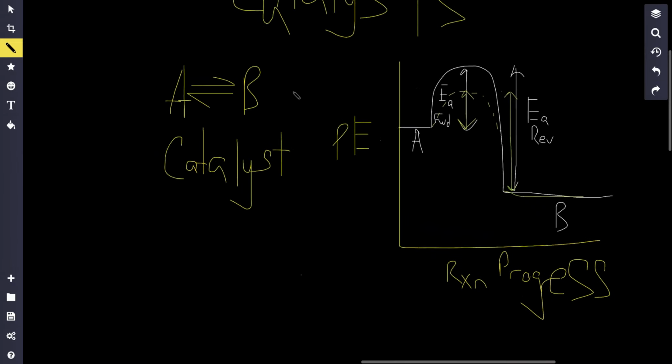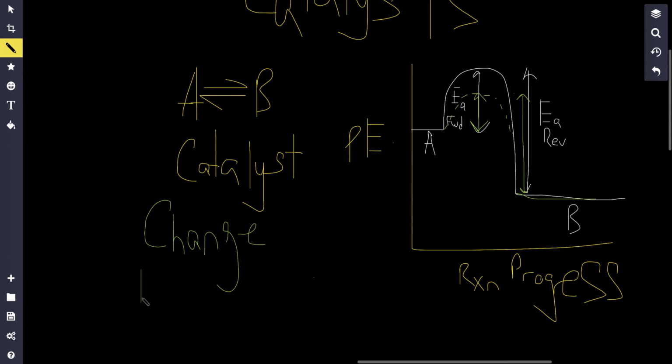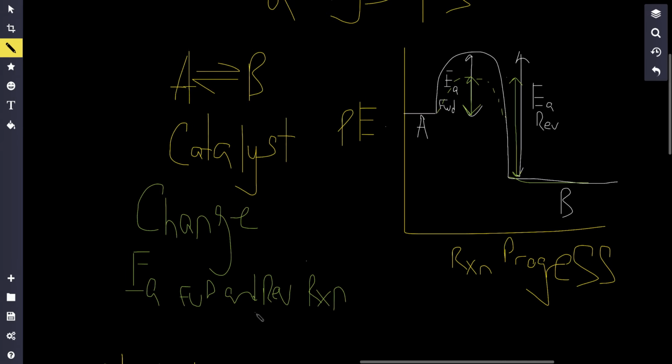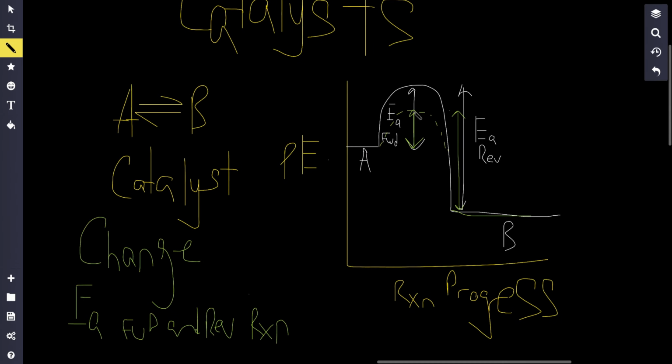So because catalysts change, let me just write that down. Because catalysts change the activation energy of the forward and the reverse reaction, it actually has no change on the equilibrium. All right, so because catalysts change the activation energy for the reverse reaction and the forward reaction, it actually does not affect the equilibrium at all.